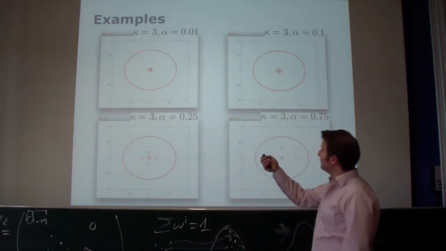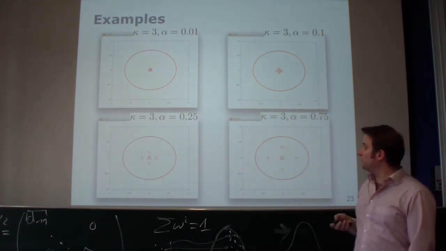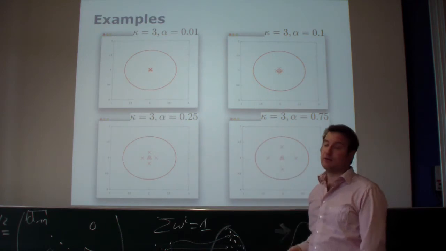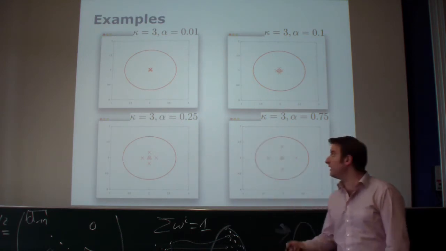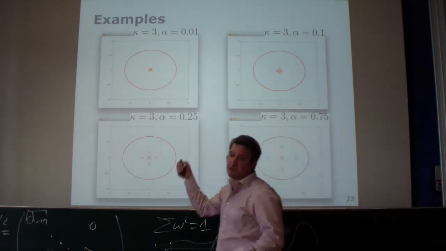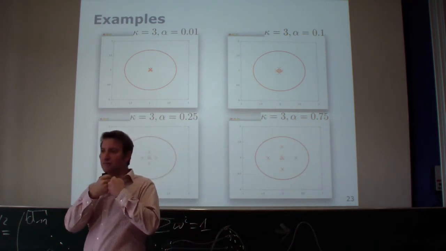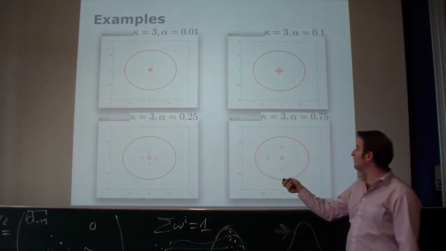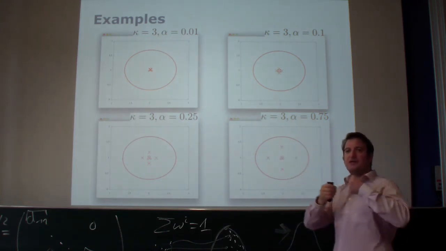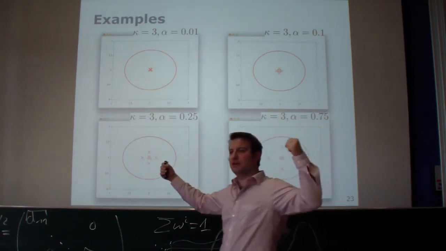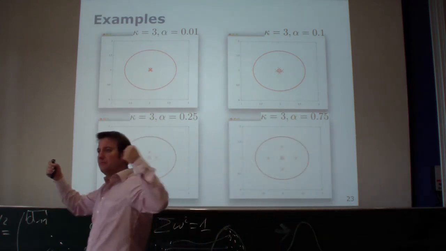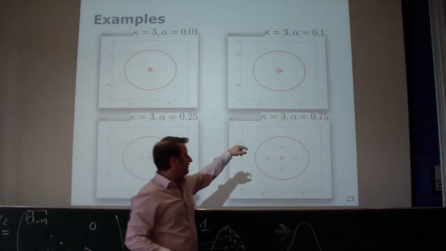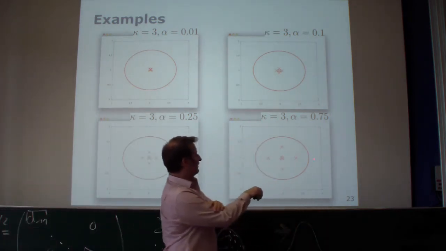Okay, so some examples, just to see how the parameters change the shape of the sigma points. In all these cases, the parameter kappa was set to 3, and I only varied the alpha parameter. If I set alpha to 10 to the power of minus 2, you see that the sigma points are very, very close to the mean. As I increase the value of alpha, 0.1, 0.25, or 0.75, they move further away from the mean. This is exactly the behavior I described before. But the maximum value we can get for alpha is 1.